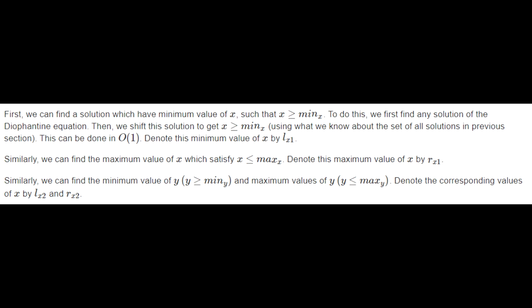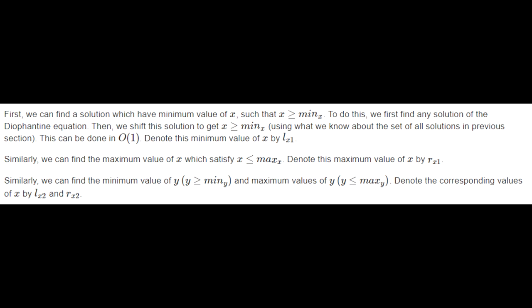Then we do the same thing for y. So find the minimum value of y that's just greater than or equal to min y, and then find the maximum value of y that's just less than max y. And now we have our two intersection intervals of lx1, rx1, and lx2, rx2. Now the answer is just the solutions to all the values of the intersections between both of these intervals.